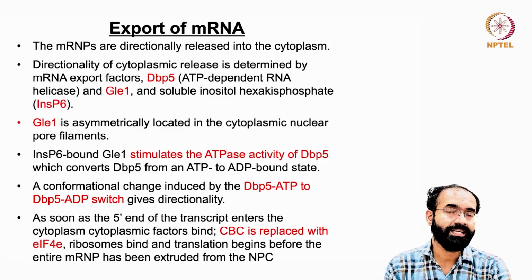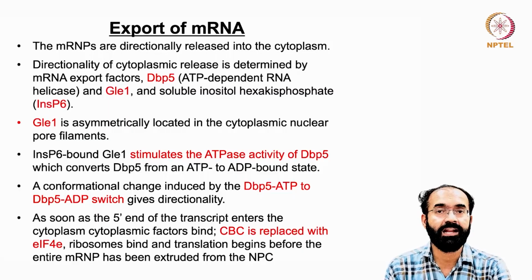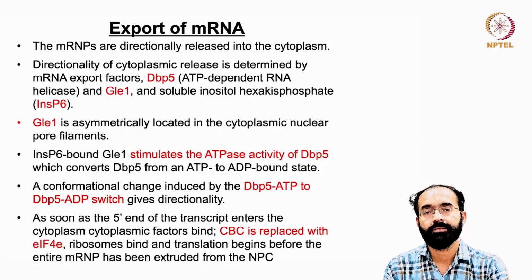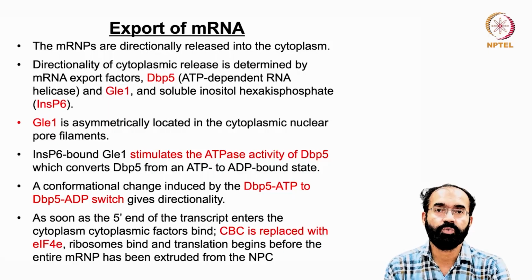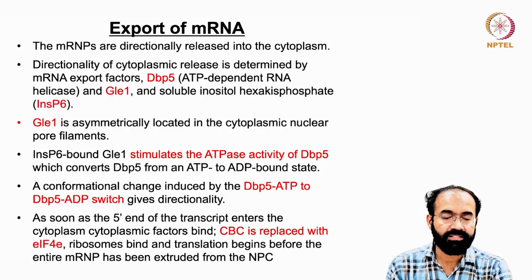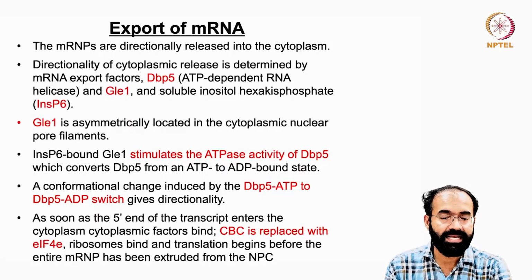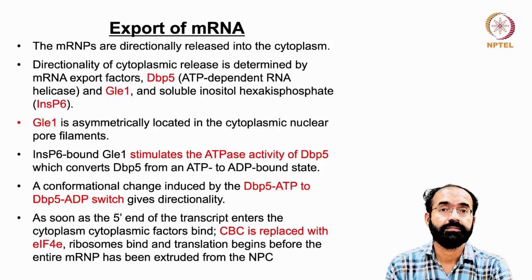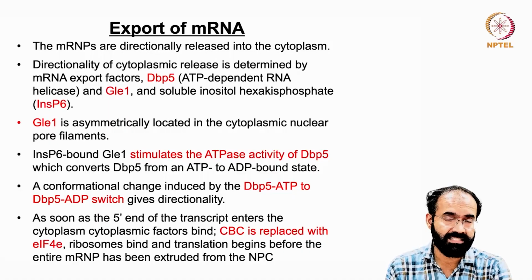complex. Because once an RNA is pushed into the cytoplasm, it is vulnerable to degradation even if it is bound with many proteins, because many nucleases are there. So as soon as it has entered, the CBC is now replaced with eIF4E. CBC stands for cap binding complex, and eIF4E and the ribosomes come together and start the translation process. Ribosomes assemble one after the other and translation begins.